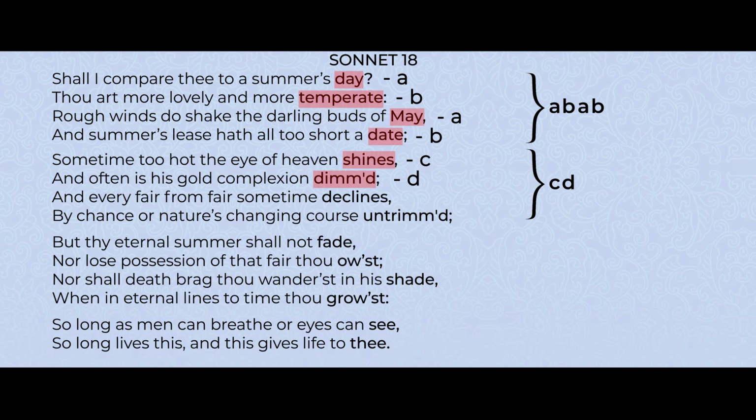And every fair from fair sometime declines. Here, declines rhymes with shines, so it will receive the letter C. The fourth line: By chance or nature's changing course untrimmed. Untrimmed rhymes with dimmed, hence it will receive the same letter that was given for line number 2, that is D. Therefore, the rhyme scheme is C, D, C, D.